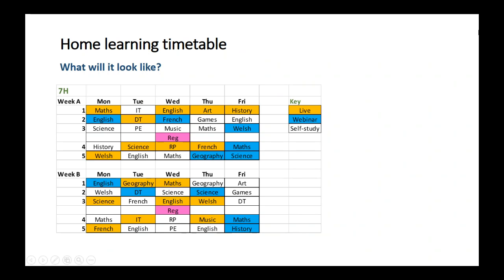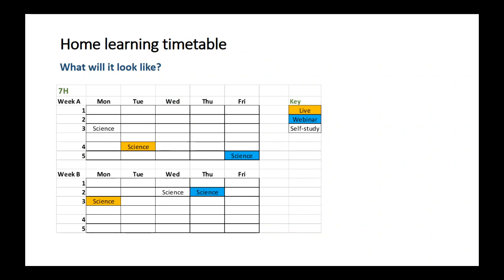If we add in the self-study periods, that's what the timetable looks like to the students, and they will have a copy of this that they can stick in the back of their planners. But what does it look like for a teacher of 7H? If you teach science to 7H, this is what the timetable looks like for you now. You've got 2 live lessons, 2 webinars, and then 2 self-study periods. And it's during these self-study periods, where the children are working independently, that you can prepare material for the live lessons and webinars.